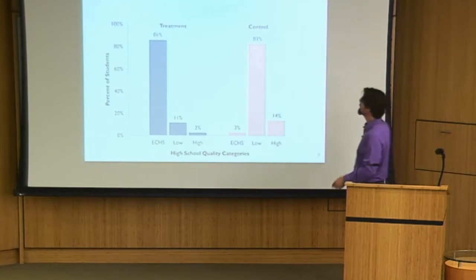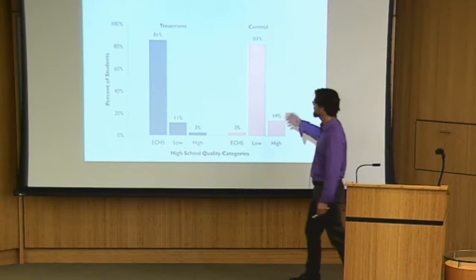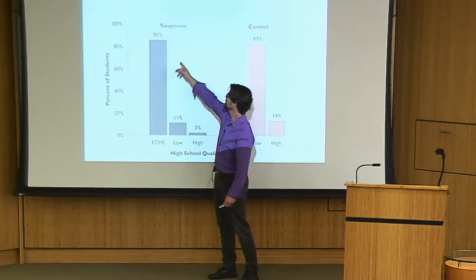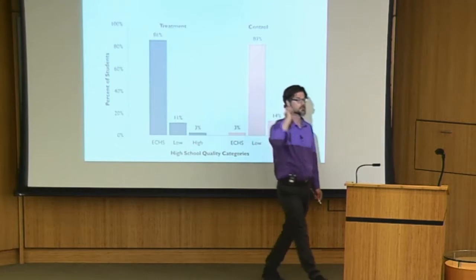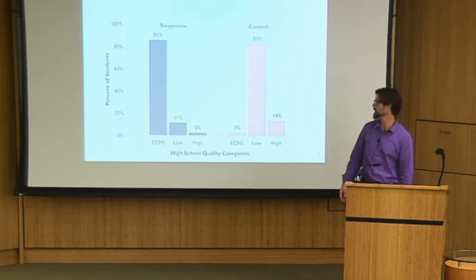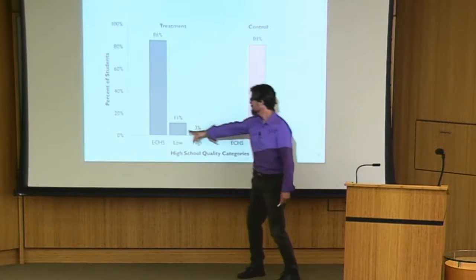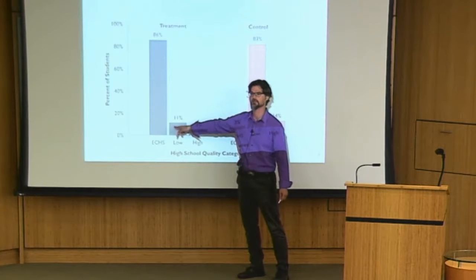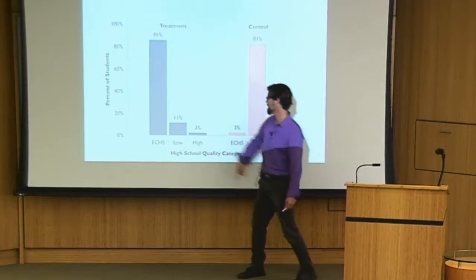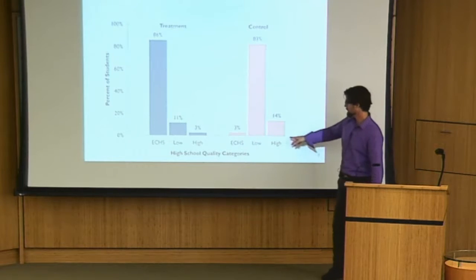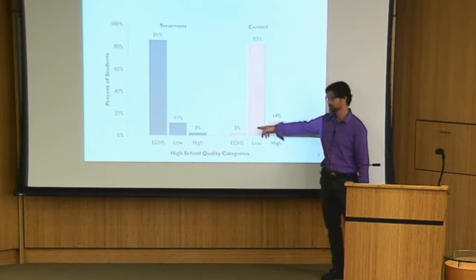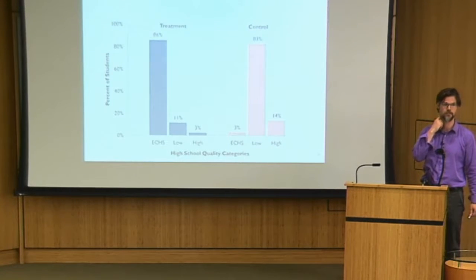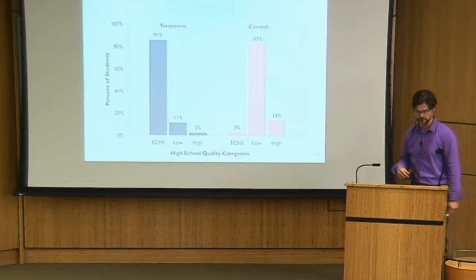Generally, the students did attend very different types of schools. You'll notice that the compliance is really good. For the early college high schools, like 86% of the treated kids actually went to an early college high school. These here are basically ones that turned down their offer of treatment and stuck with a different school. 11% went to low quality, 3% went to high. On the control, you can see that in the absence of treatment, low quality schools are far more prevalent than high quality, given our quality measure in this population.